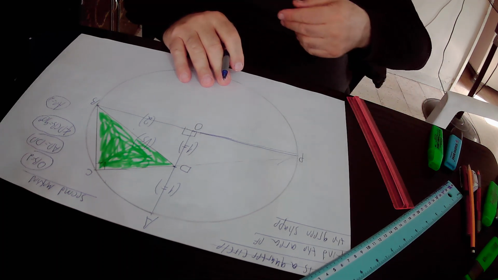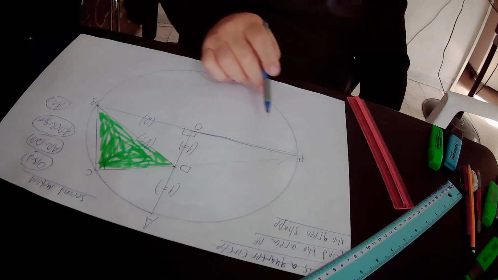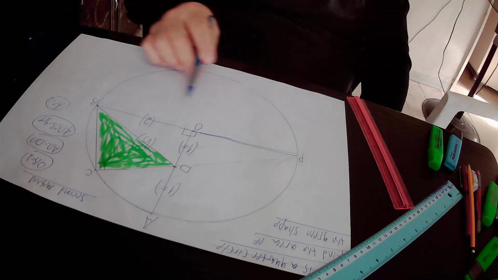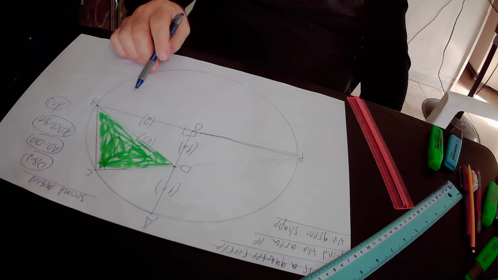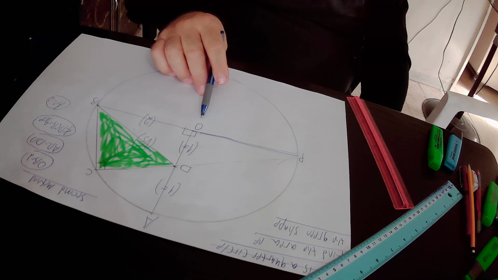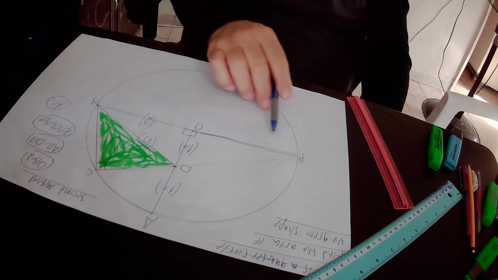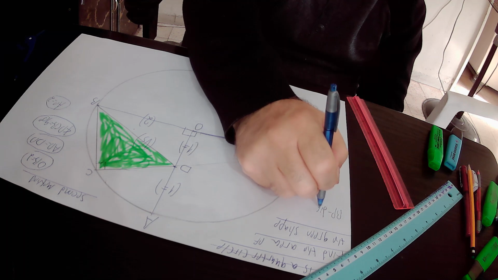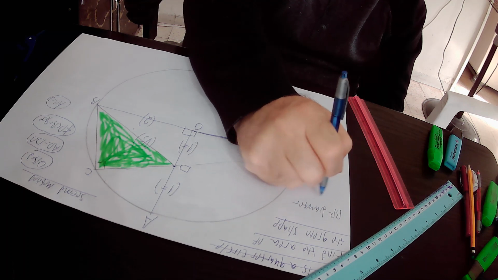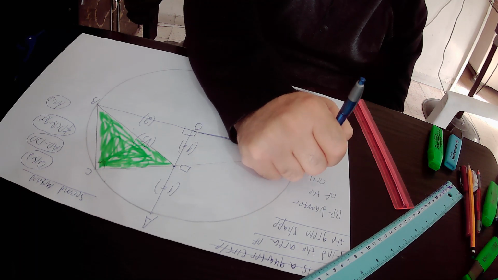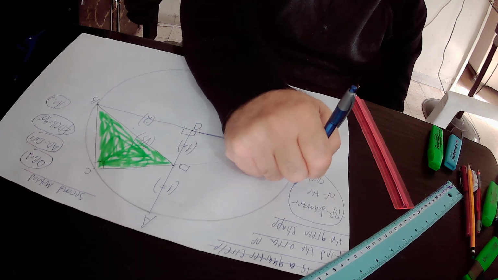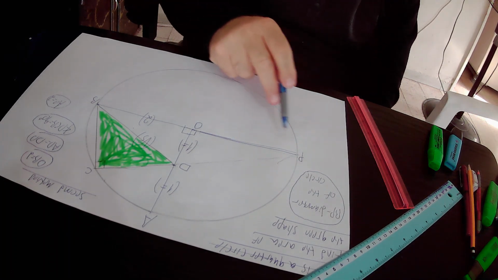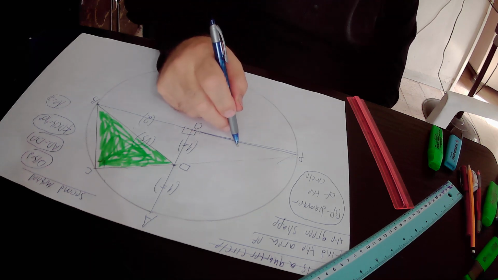We already found out in the first method that BP is the diameter of the circle, because BP is a chord that passes through point O, that is the center of the circle, and any chord that passes through the center of the circle must be the diameter of the circle. So BP is the diameter of the circle. PO is the radius of the circle, equal to 2.